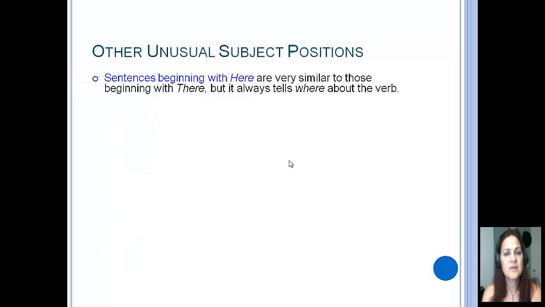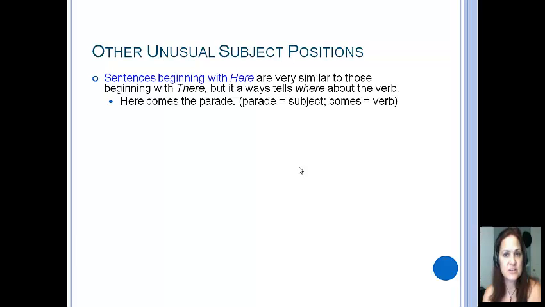The other types of sentences where we have difficulty sometimes in finding that subject are sentences that begin with here. And these are very similar to those that begin with there. But the sentences that begin with here will always tell where about the verb. I know it sounds kind of confusing, but let's look at an example. Maybe it's a little easier to understand.